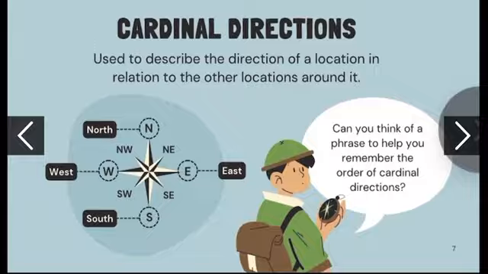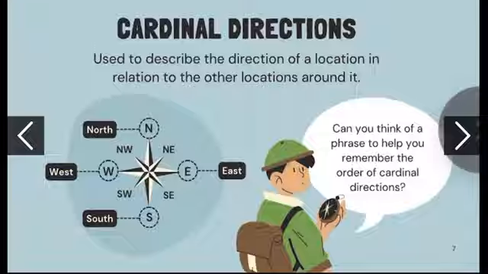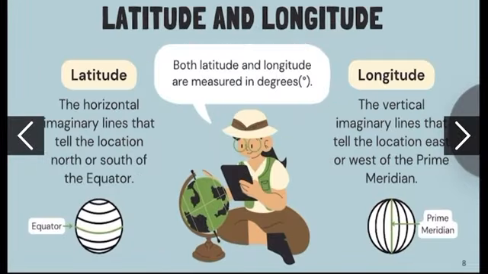which is cardinal directions: north, south, east, and west, which help us describe the location of one place in relation to another. Can you possibly think of a phrase that can help you remember the order? Well, I have one for you. Never eat sour worms. Am I not the best teacher because you remember that? Next, let's move to latitude and longitude.